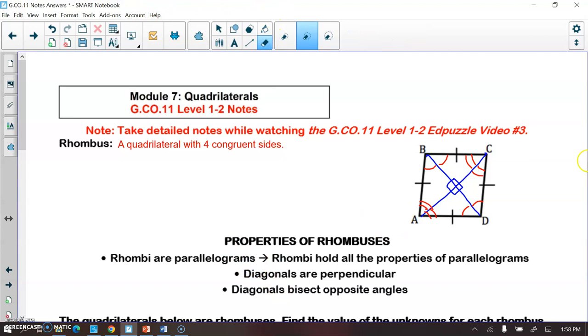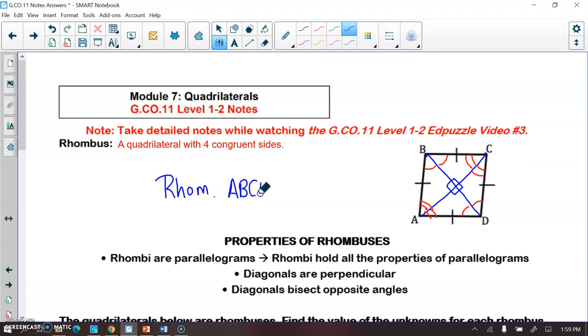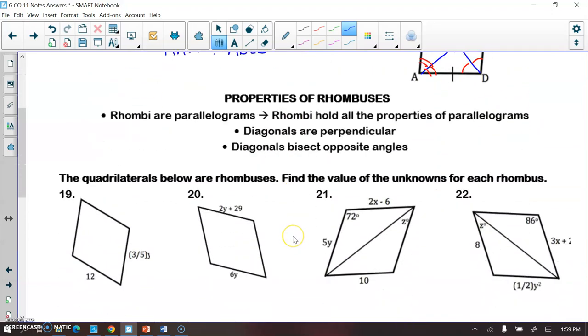Now when we name a rhombus, we again cannot draw a little symbol like we did with parallelograms, because any symbol that we are going to draw is going to look like a parallelogram. So we actually need to write out the word rhombus. I am okay with you abbreviating it. And then write down your four letters in order. Again, you can't go across the diagonals. All right, so let's practice.